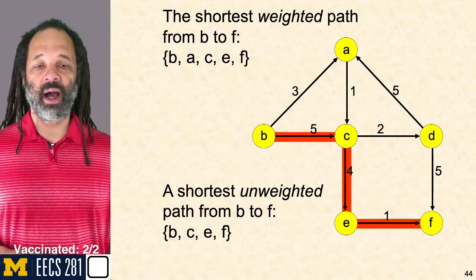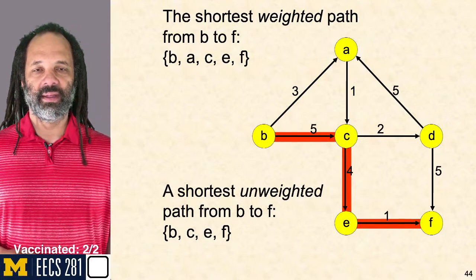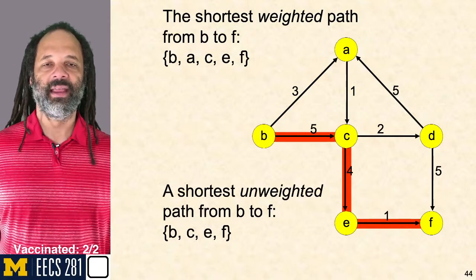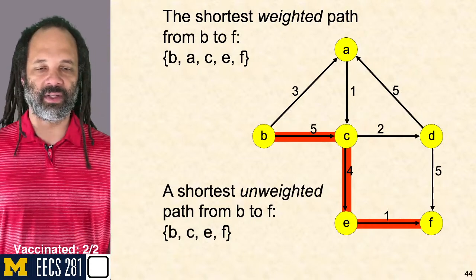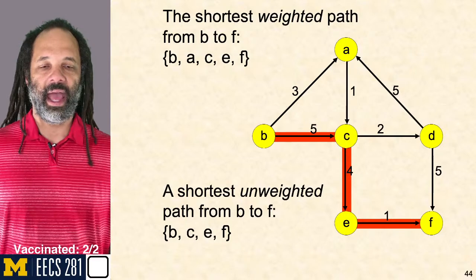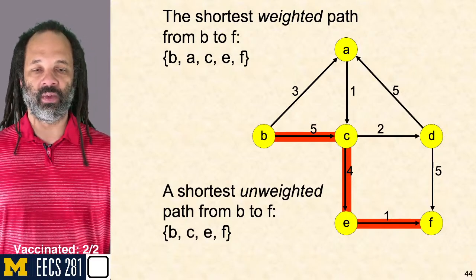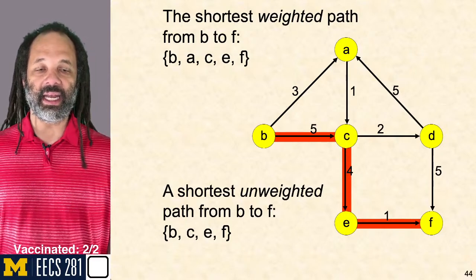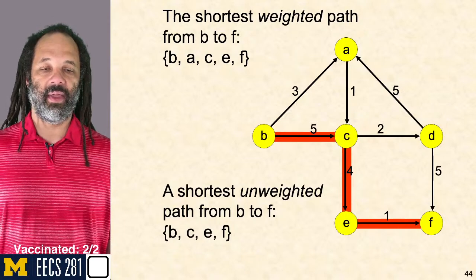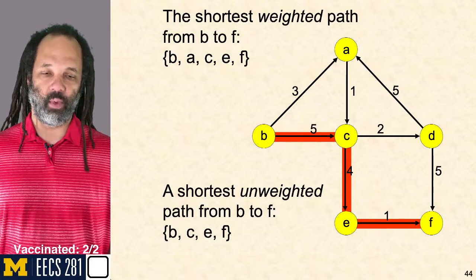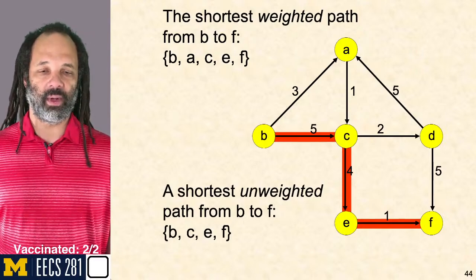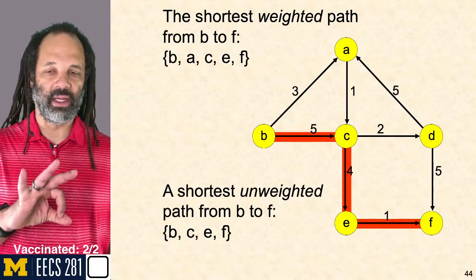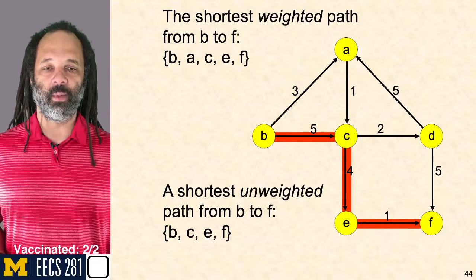If I look for an unweighted path, now the shortest path is one that has fewer edges. Not worried at all about how long those edges are, and so this one has 3 edges only. So it goes from B to C to E to F. Now that ends up with a total path weight, but we don't measure weight when we're talking about unweighted. We're just talking about the total number of edges. So this has 3 edges, which makes this a shortest unweighted path.